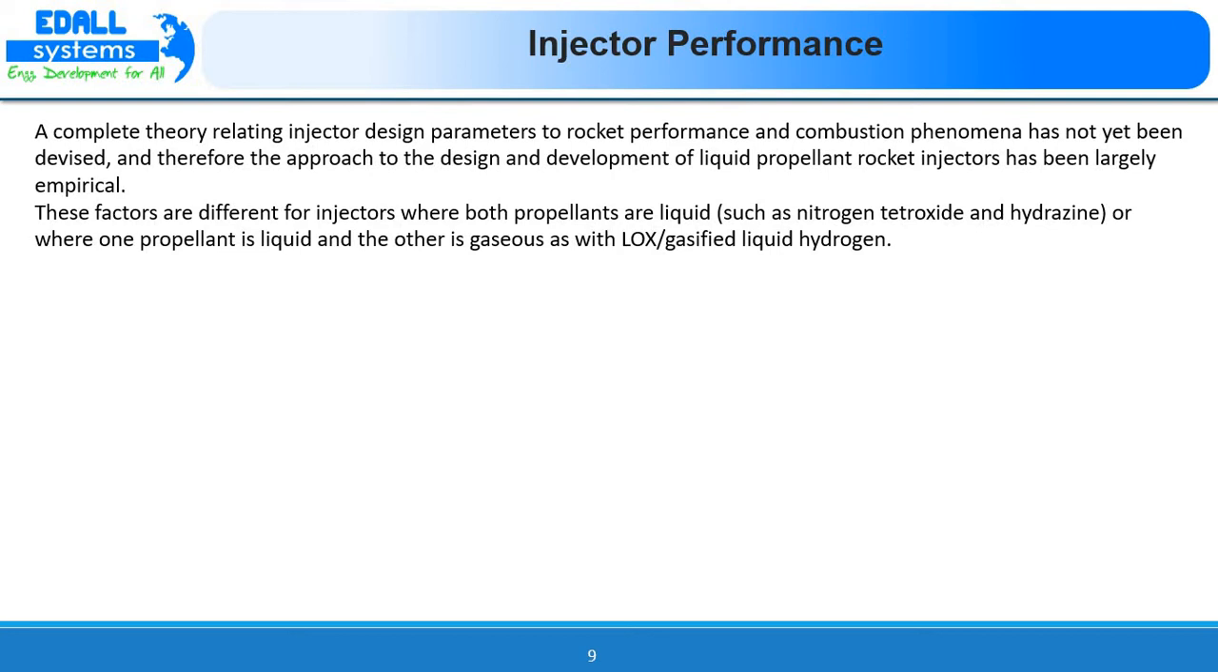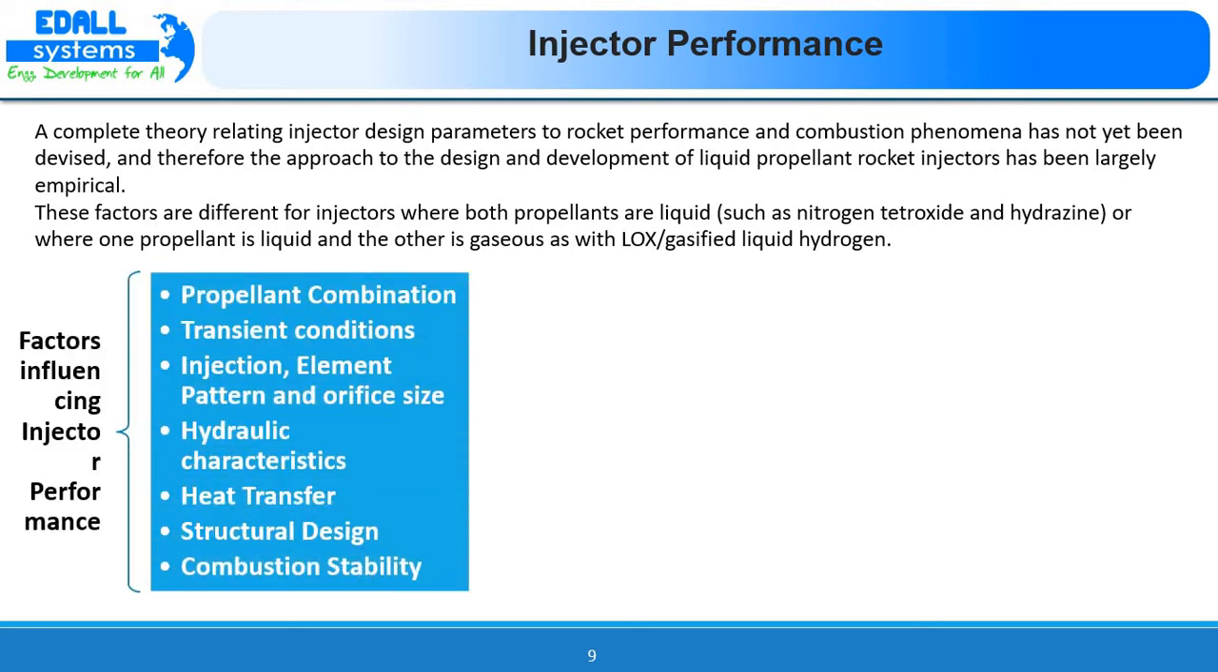Complete theory relating injector design parameters to rocket performance and combustion phenomena has not yet been devised, and therefore the approach to the design and development of liquid propellant rocket injectors has been largely empirical. These factors, which we will discuss now, are different for injectors where both propellants are liquid, such as nitrogen tetroxide and hydrazine, or where one propellant is liquid and the other is gaseous, as with LOX and gasified liquid hydrogen.